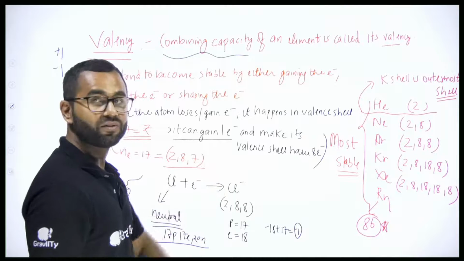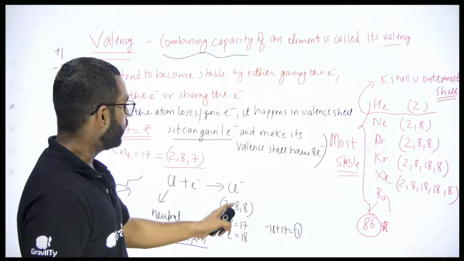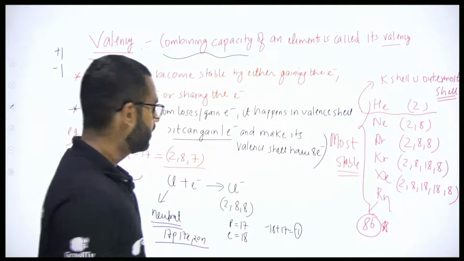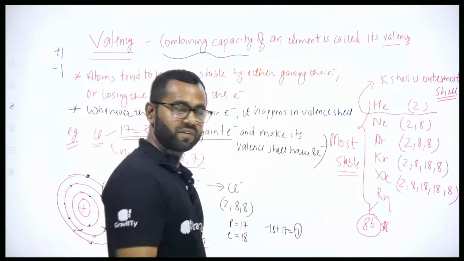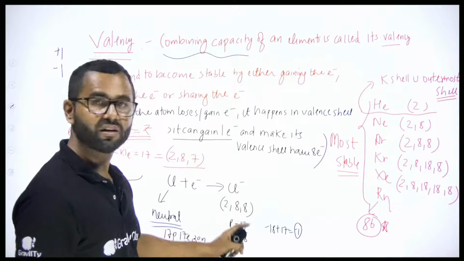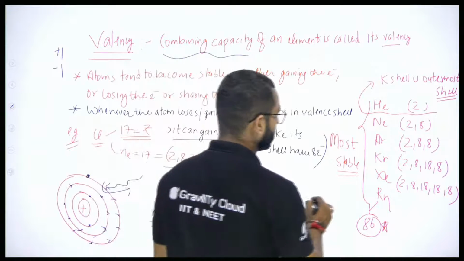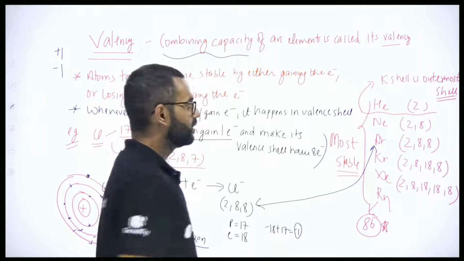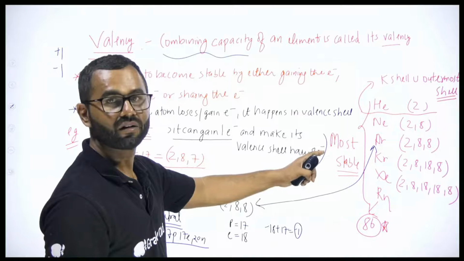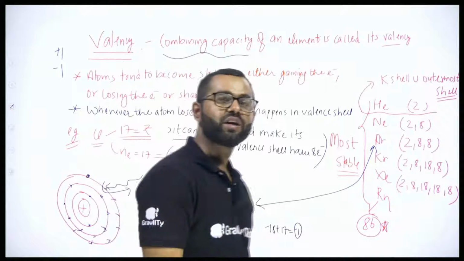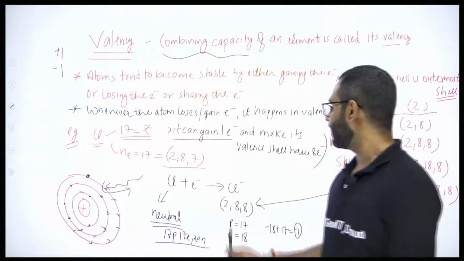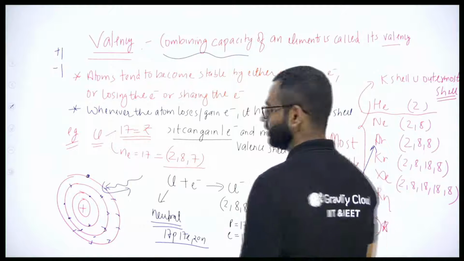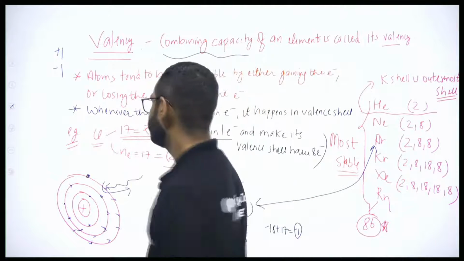In the case of Cl minus, you see, it has 2,8,8. Cl minus has 8 electrons in the outermost shell, right? This Cl minus configuration, 2,8,8, is equal to argon. So that means chlorine can gain 1 electron to become like argon. Right? Understood?